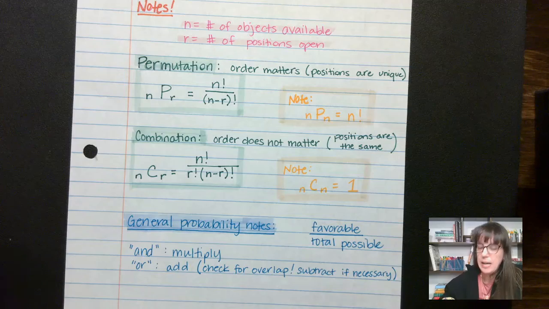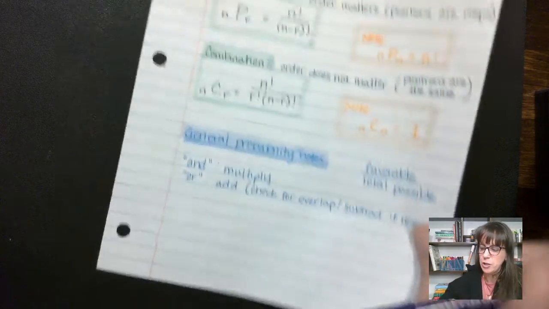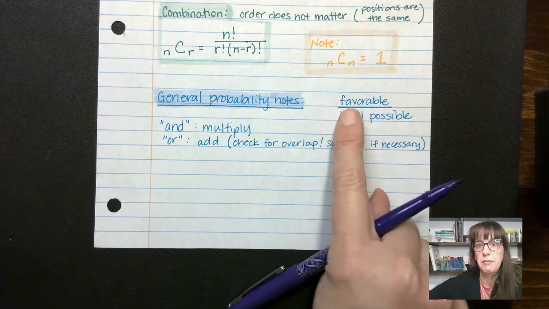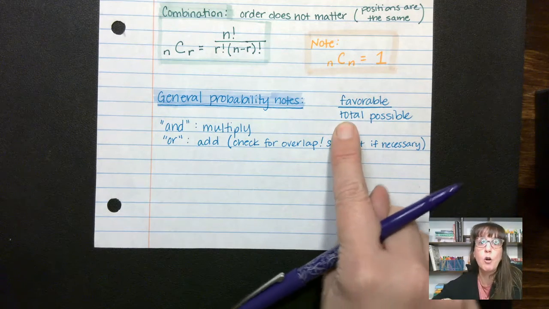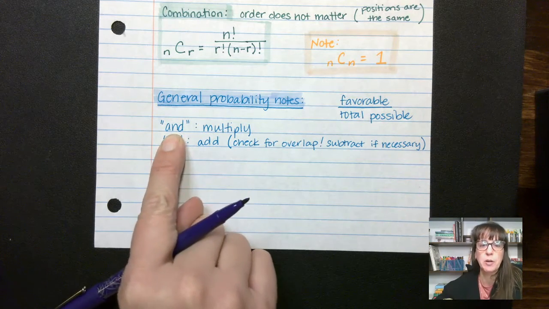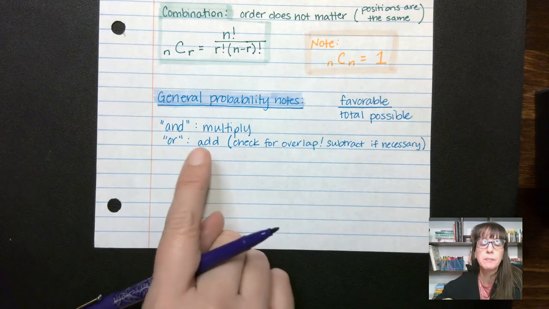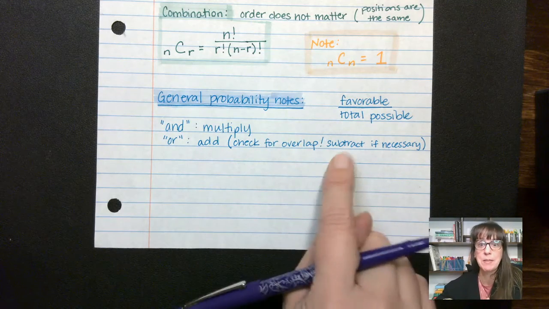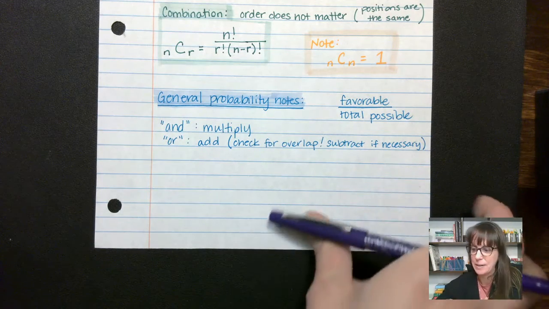So the other thing that we want to talk about are general probability notes. Remember, probability is just the favorable outcomes over the total possible outcomes. The other things we want to remember is the word and means multiply and the word or means add. If you're adding, you also have to check for any overlap and subtract those if necessary. Okay, so once you have those down, let's launch right into it.